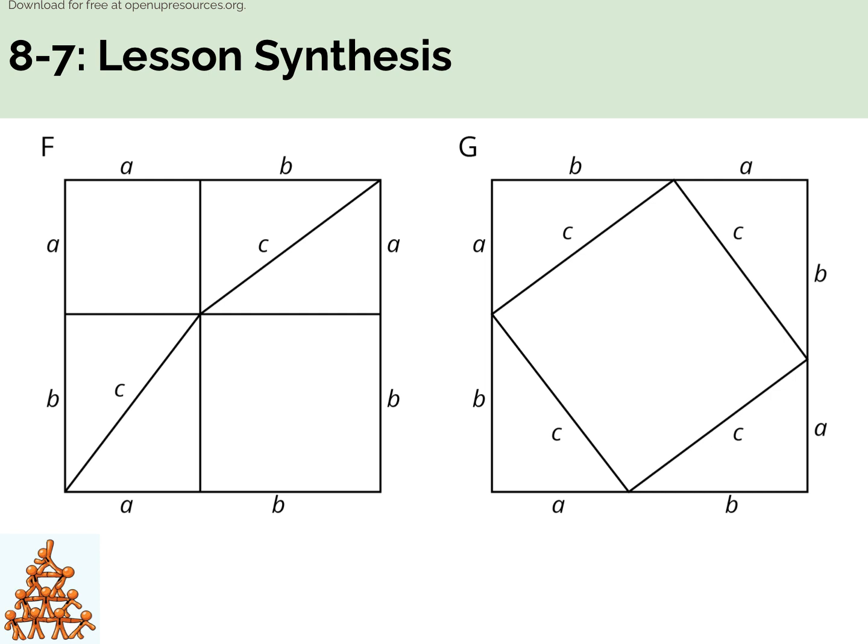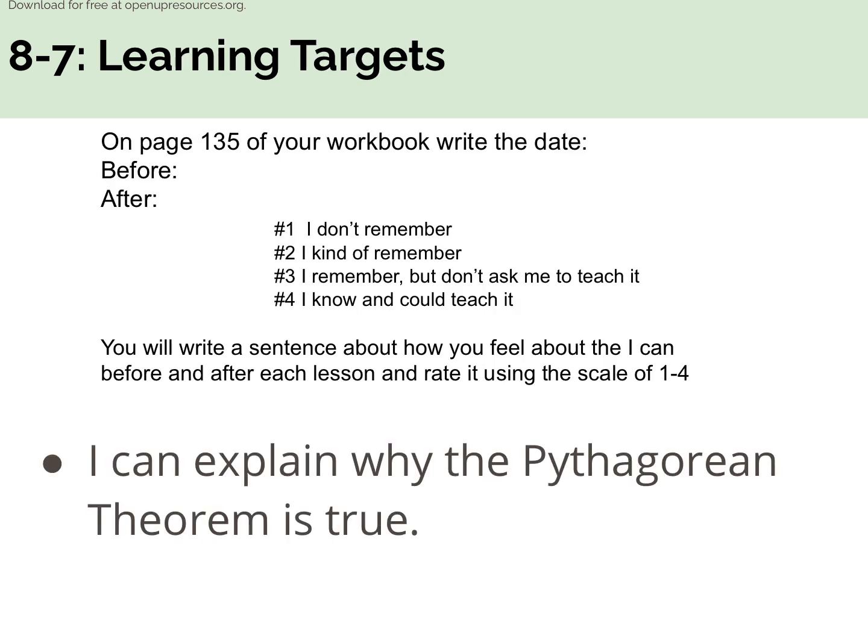All right, go ahead and go back to page 135. Write a sentence about how you feel: I can explain why the Pythagorean theorem is true. Give yourself a number. So 1, I'm still confused. 2, I kind of got it. 3, I did get it. And 4, I can teach it to my friend.